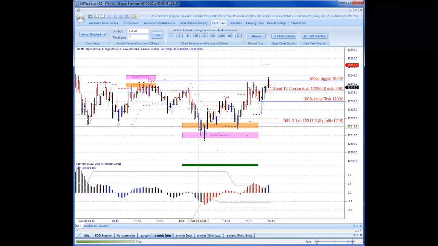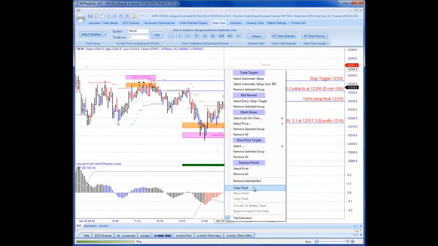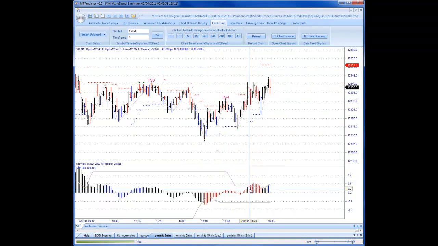stop. But in this circumstance, it wasn't strong, it was weak, therefore we come out at the first target for a nice plus 3R profit. So that was a good trade from this high down to the first target. The result was a nice plus 3R profit, so a good trade setup there. If I clear the chart off, I want to have a look at this last setup here.